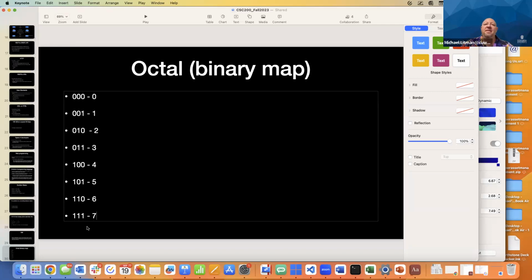Now, specifically, one of the things anybody find in their research, one of the things that the octal numbering system is used for specifically on computers. Go ahead.